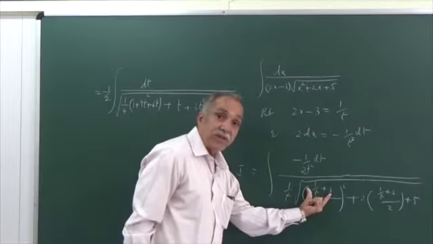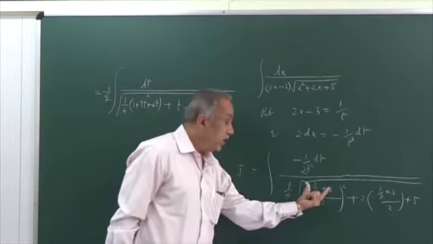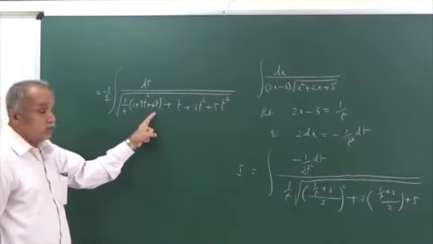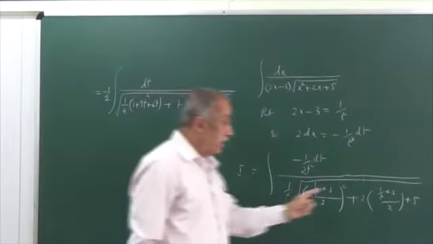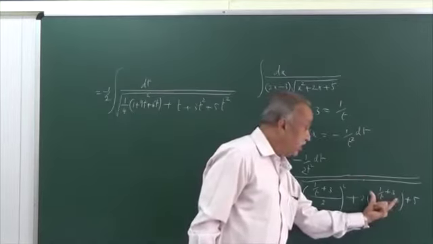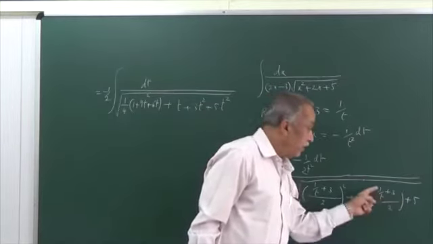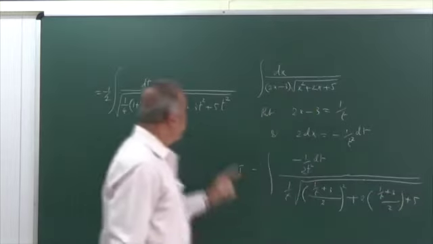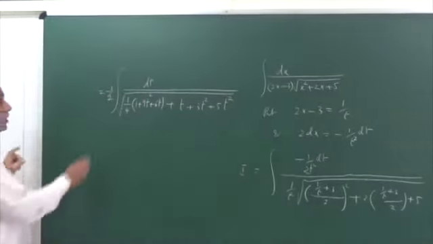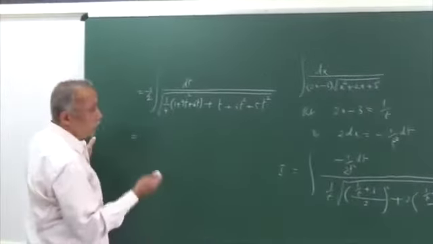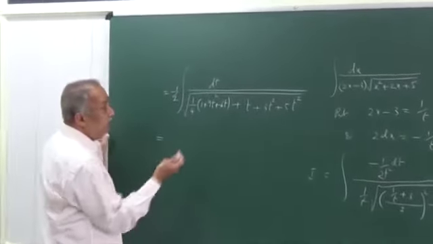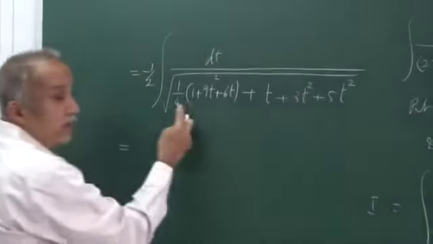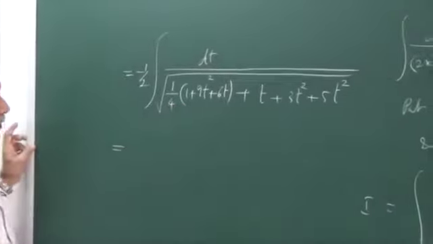by t square plus 9 plus 6 by t, each term is multiplied by t square, gives you 1 plus 9 t square plus 6t, here 2 cancel. This thing is to be multiplied by t square, becomes t plus 3t square. This is multiplied by t square is 5t square. This is to get a little bit more simplification.